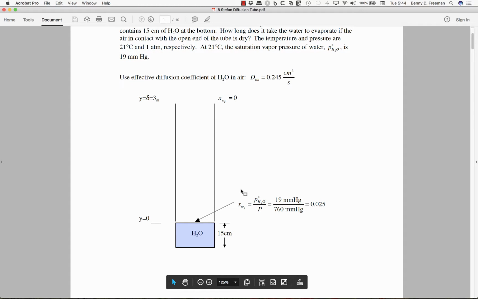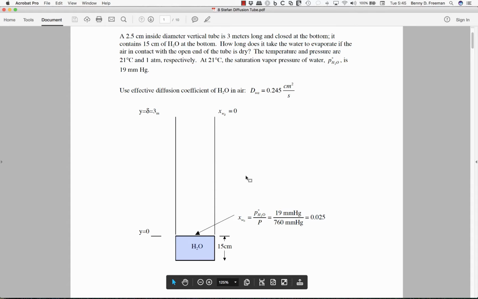Now we're going to pick a scenario here that is probably not one in which you would design a Stefan tube to measure diffusion coefficients. We're going to pick a tube that's 3 meters high, with 15 centimeters of water in the bottom of it. It's at 21 degrees C and 1 atmosphere pressure.